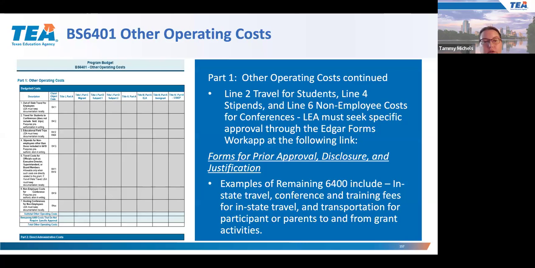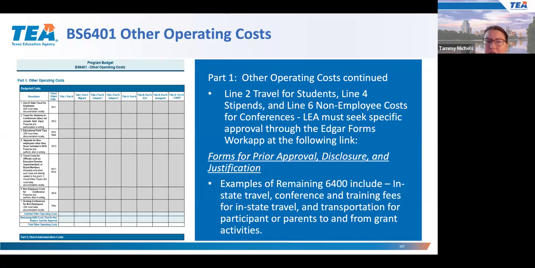Items that require pre-authorization in writing must be approved by the program area to have it charged to the federal grant. Then the final section of the BS 6401 is remaining costs that do not require specific approval. To identify if a cost does not require specific approval, please review pages 13 and 14 of the Budgeting Cost Guidance Handbook. Items frequently budgeted in remaining costs are in-state travel for employees and printing costs.